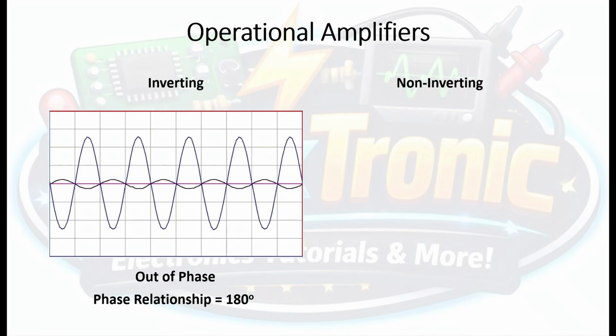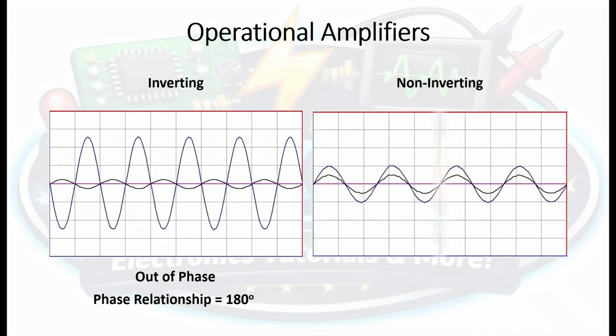Now, for the non-inverting op-amp, which we will be constructing today, the input-output waveforms will look as follows, the one here on the right. So, let's now try to describe the relationship between the input and output waveforms here. The input waveform is the one in black, the smaller one. The output waveform is the one in blue, the taller one.